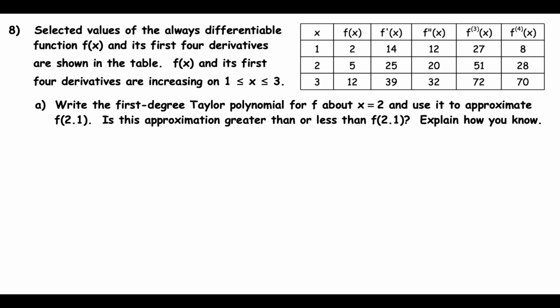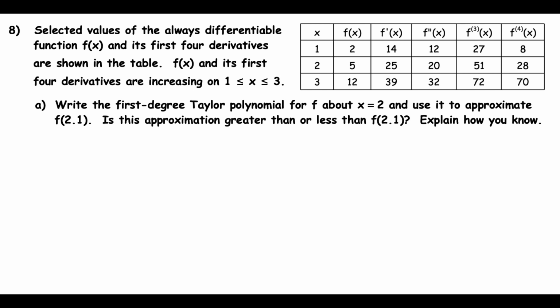Last but not least, in our study of Taylor polynomials, we have a 3-part free response style question, number 8, A, B, and C, and we'll wrap things up. Okay, selected values of the always differentiable function. That's kind of nice. That means that it's never going to have corners or cusps. It has at least 4 derivatives because we see them in the table, but it has derivatives forever.